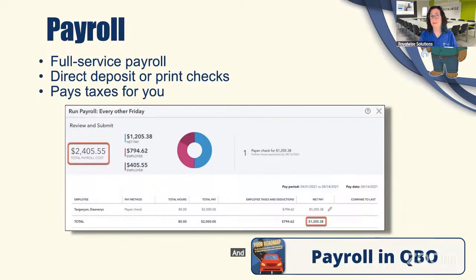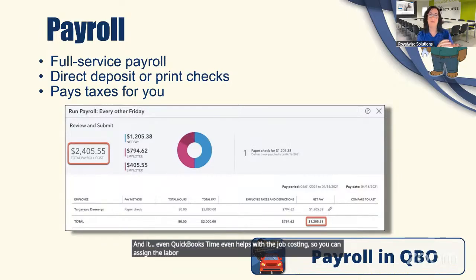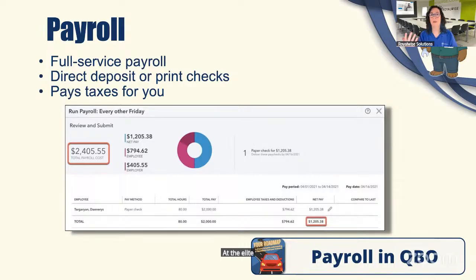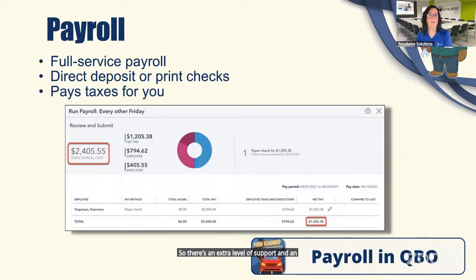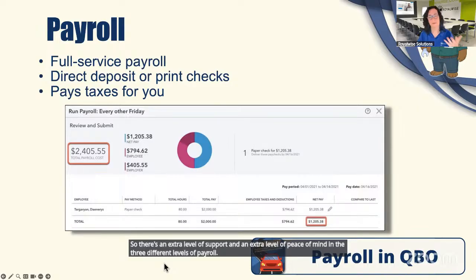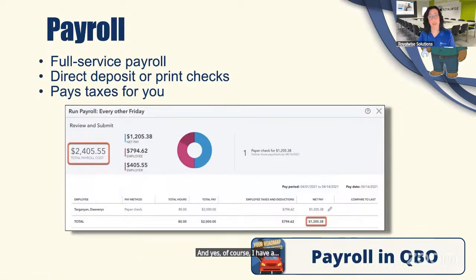QuickBooks Time even helps with the job costing, so you can assign the labor to the different jobs that people are doing and include those labor costs in your profitability reports. At the elite level, payroll will set it up for you and make sure that everything is right. And if you ever have any problems, they actually guarantee everything. And if you have any penalties, they'll pay the penalties for you. So there's an extra level of support and an extra level of peace of mind in the three different levels of payroll. And yes, of course, I have a 3-hour class just on using payroll.